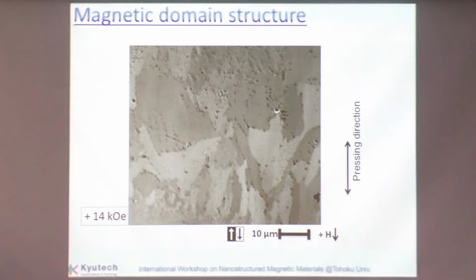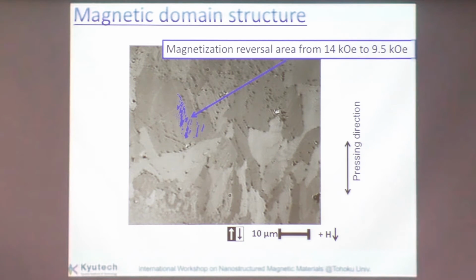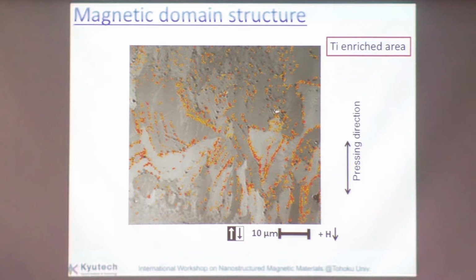Okay, and we observe the magnetic domain structure. Firstly, the magnetic field was plus 14 kilo-oersted, and the magnetic field changed to plus 9.5 kilo-oersted. The bright line-shaped reversal domain nucleated at this point inside the enlarged grain. Okay, this is the reversal area at 9.5 kilo-oersted. And this colored area is a titanium-enriched point.